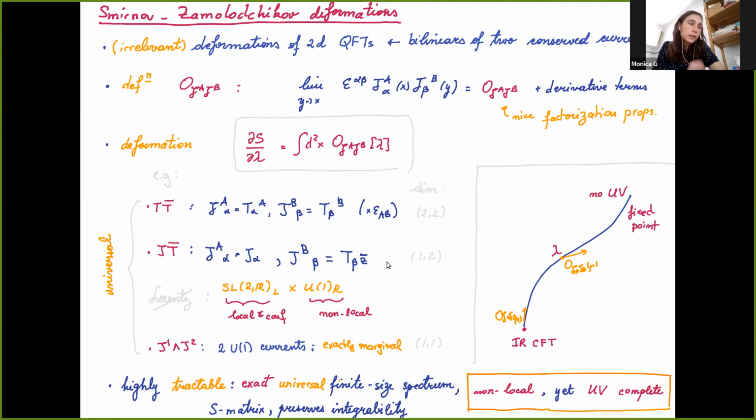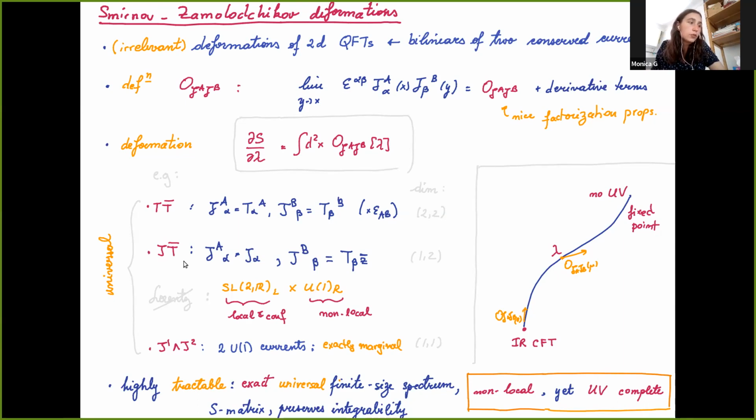Okay, so there are a couple of very well discussed examples of these deformations, which are nice because they're universal. You can do them on pretty much any 2D QFT. One is the TTbar deformation, where the two currents correspond to different components of the stress tensor, and you anti-symmetrize to get something Lorentz invariant. So TTbar is a scalar dimension 4 operator in 2 dimensions, so it has a coupling which is dimension length squared.